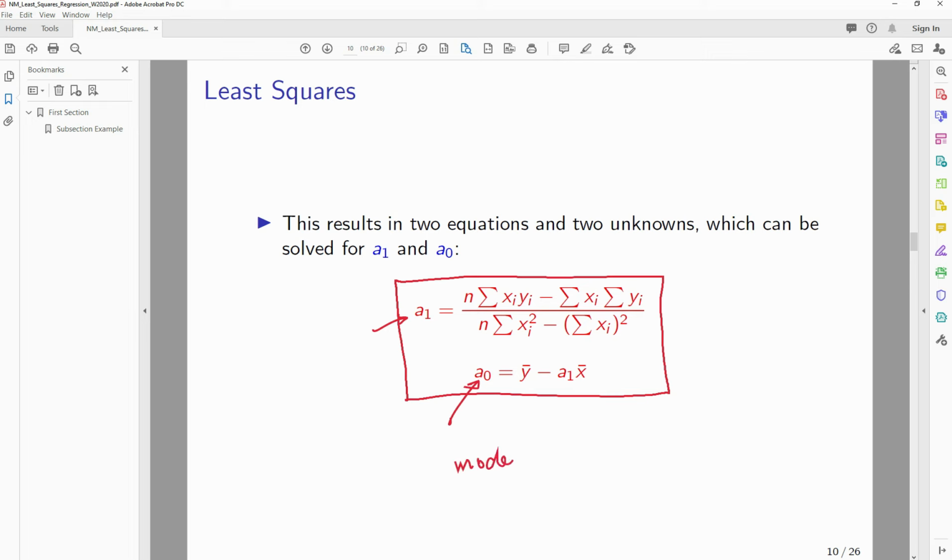And again, once you have a1 and a0, you have everything you need to get that model. And that model is a straight line, a0 plus a1 x of your data.